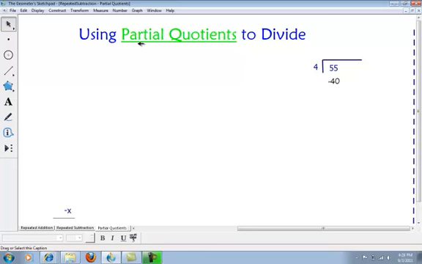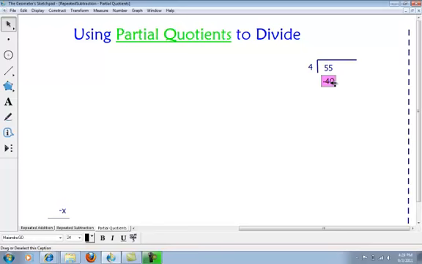Now let's look at what the words partial quotients means. Do you remember what a quotient is? You're right, that's the answer to a division problem. And partial means part of, so we're going to find part of the answer, and then that's going to help us get to the whole answer.